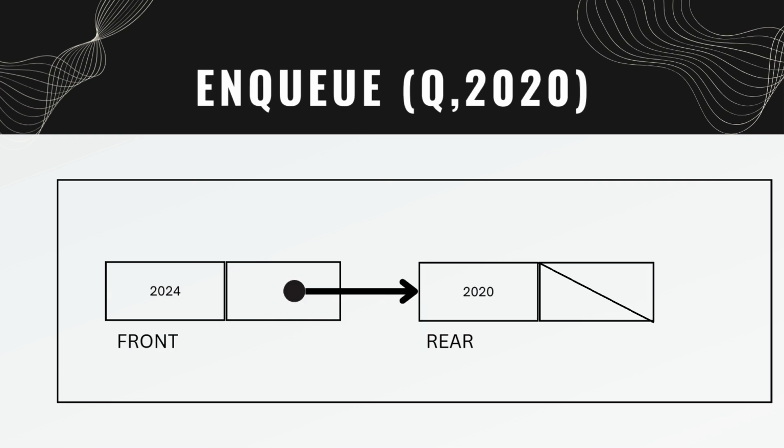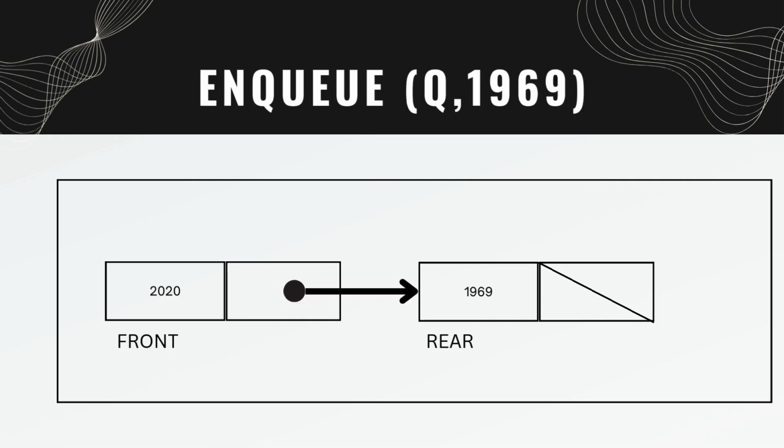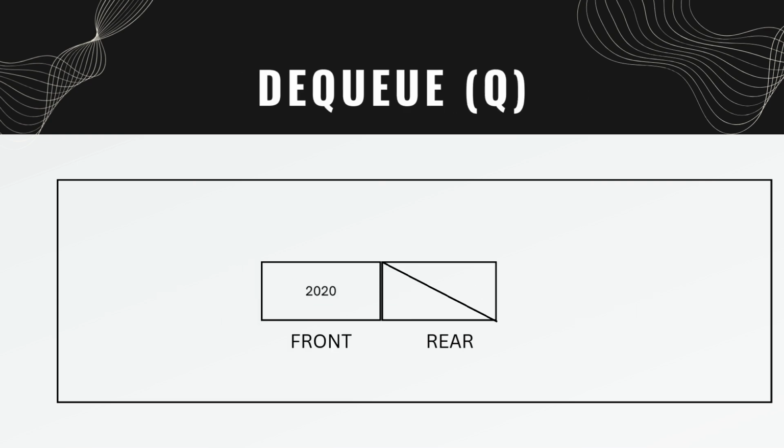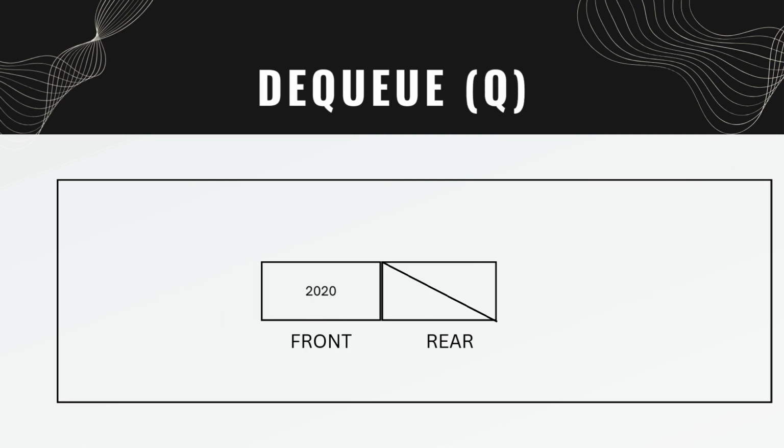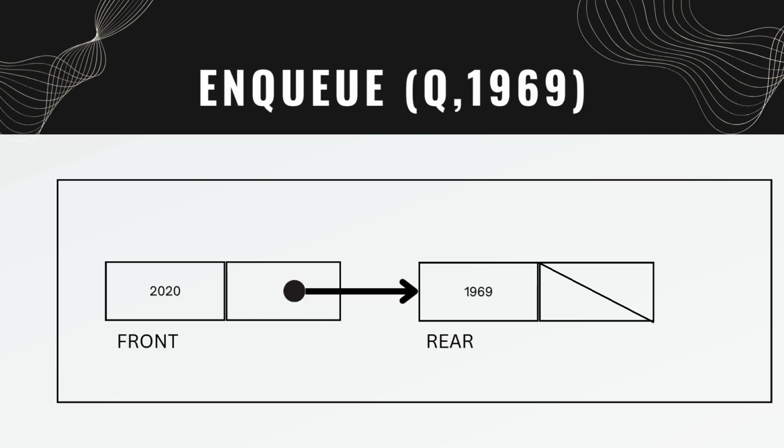All right. So next they ask to DQ, which is delete. They ask to DQ 2020. So the remaining value would be 2020 since we DQ'd the 2024. Okay. So the next is NQ 1969.